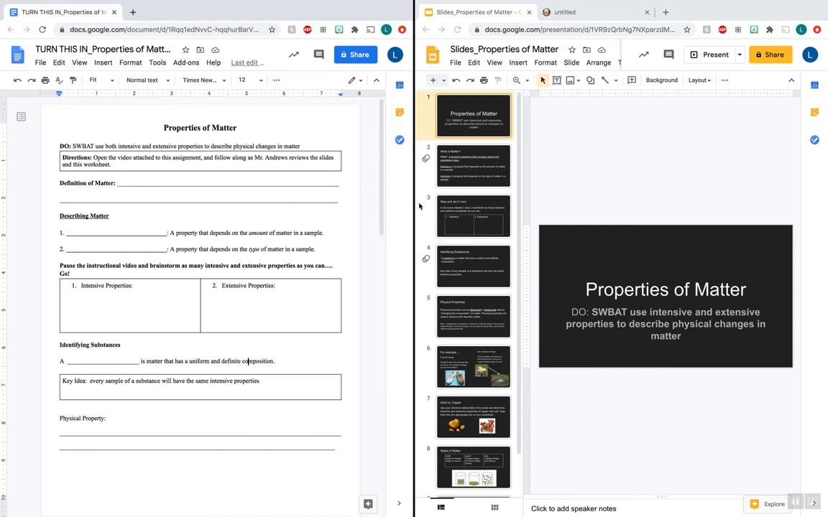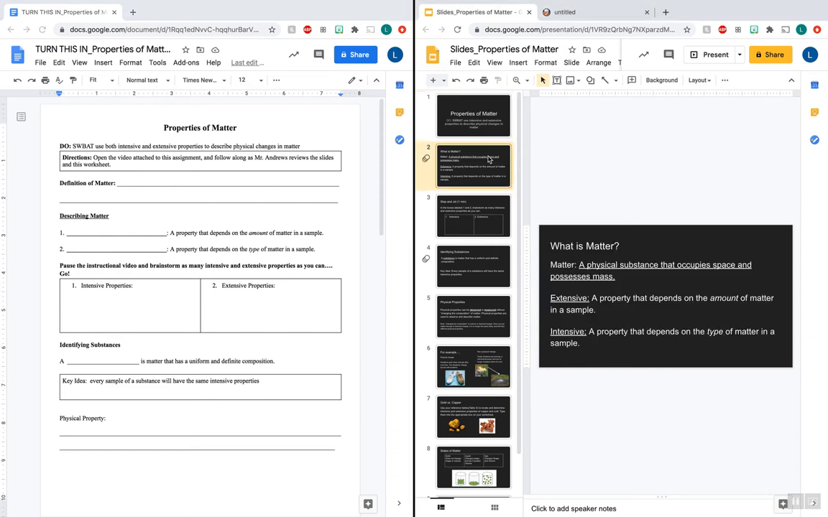First couple days, we were really focusing on the math of units, significant figures, scientific notation, and things like that. And that really revolves around measurements of matter. And today we're really going to talk about matter itself. Why are these measurements important? So matter is a physical substance that occupies space and possesses mass. So it's anything that takes up space and consists of something.